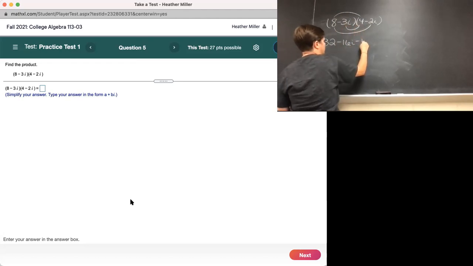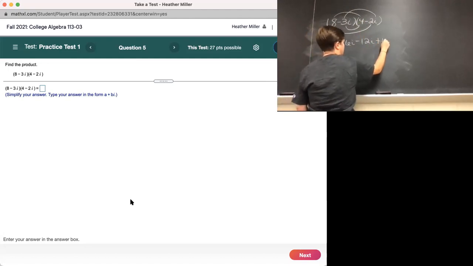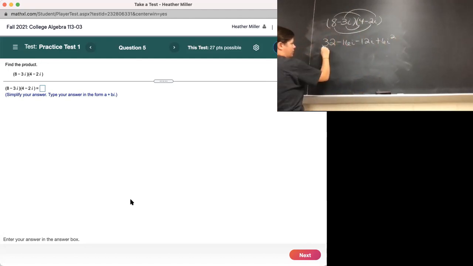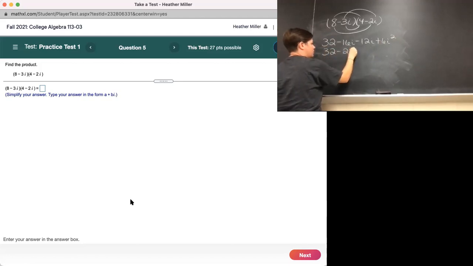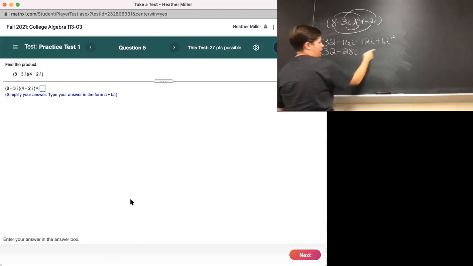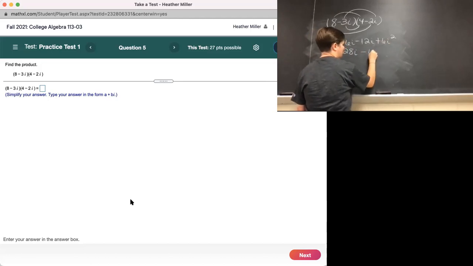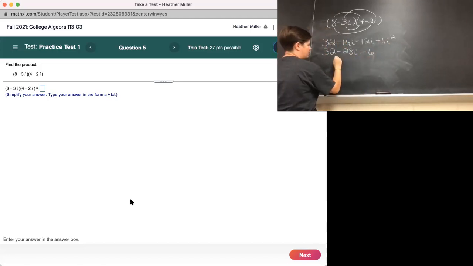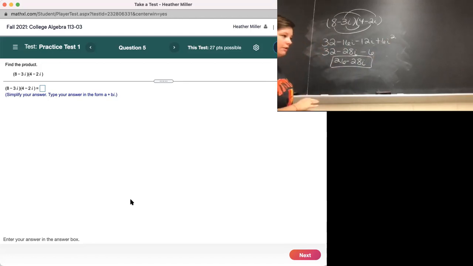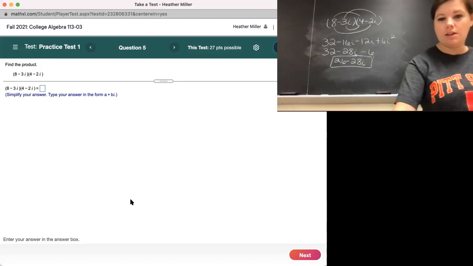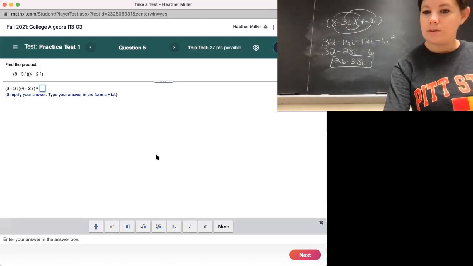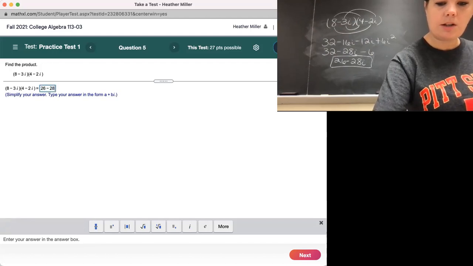We do inner, which is minus 12i. And then we do last. A negative 3 and a negative 2 is a positive 6, and then i squared. So 32 minus 28i, I just combine these two. And then 6i squared, remembering that i squared is negative 1, becomes a negative 6. So 32 take away 6 is 26 minus 28i. Remember, you typically put the real portion of a complex number first, then the imaginary portion. So that was 26 minus 28i.